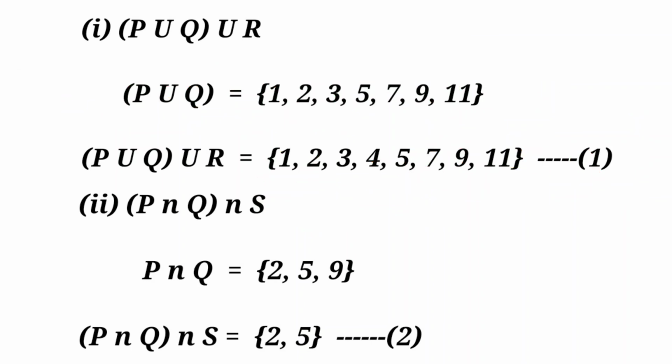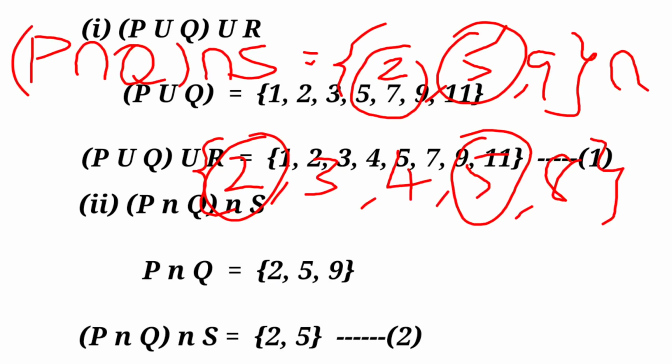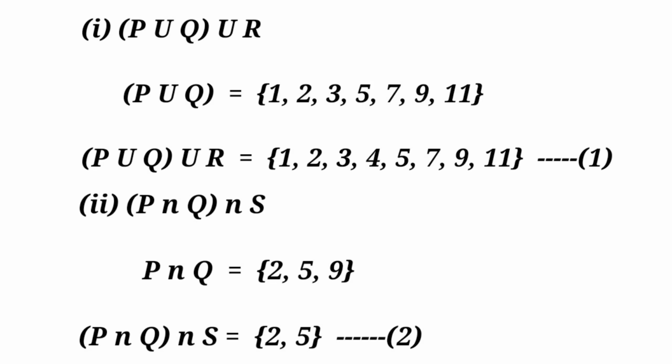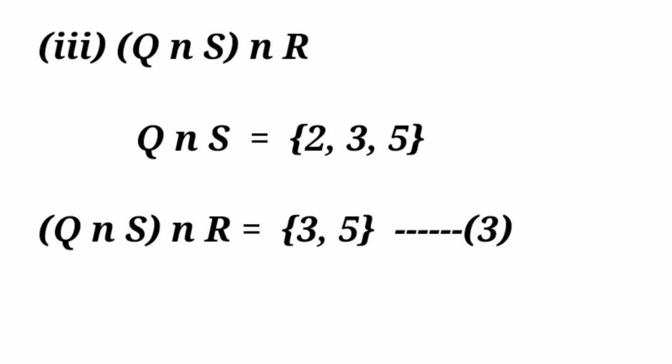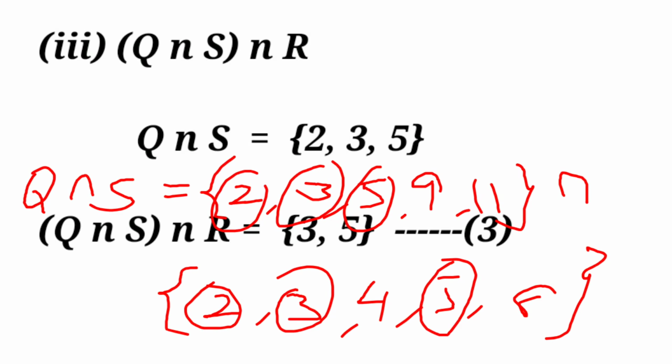Next, P intersection Q intersection S. Here applying P intersection Q, {2, 5, 9}, intersection S, {2, 3, 4, 5, 8}. Then P intersection Q intersection S is equal to {2, 5}. Both elements are common to P intersection Q and S. That's all.